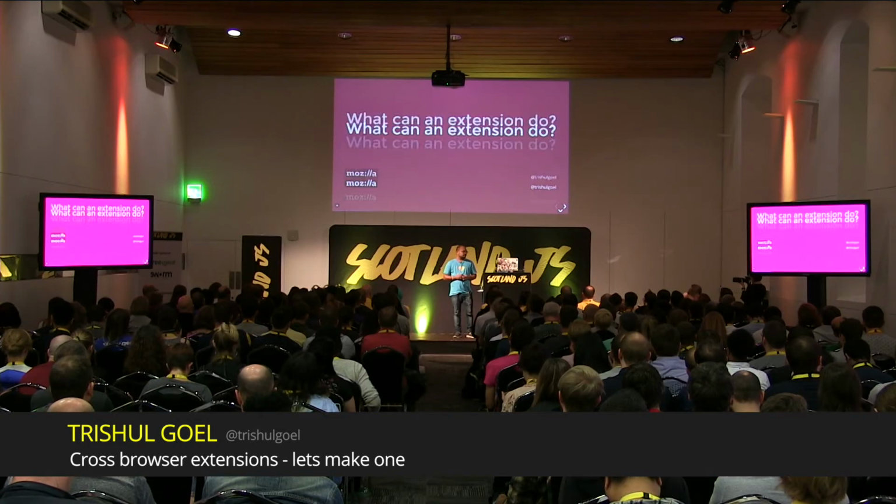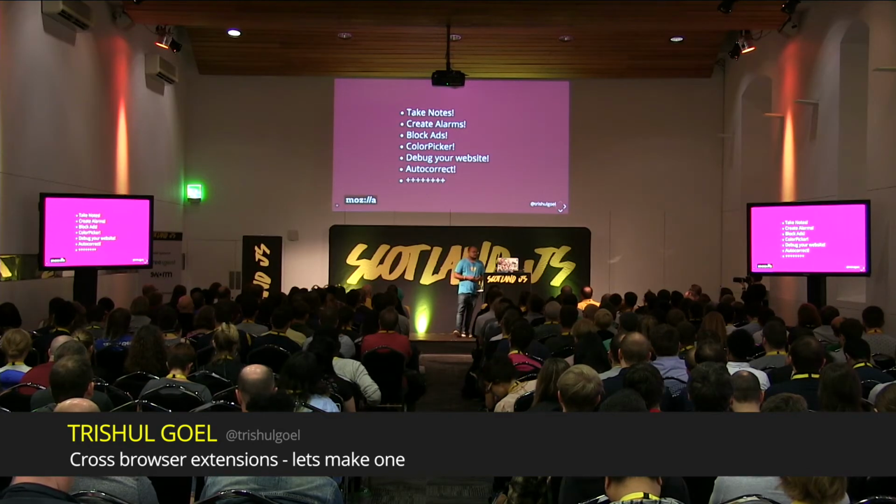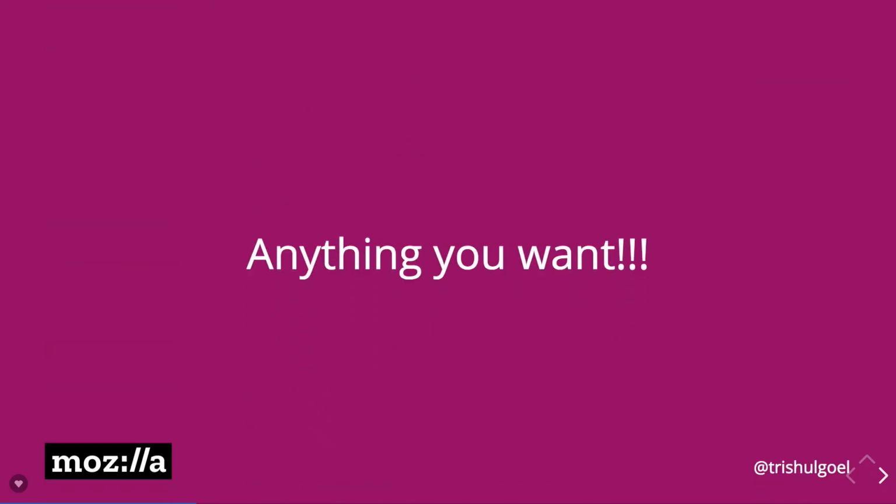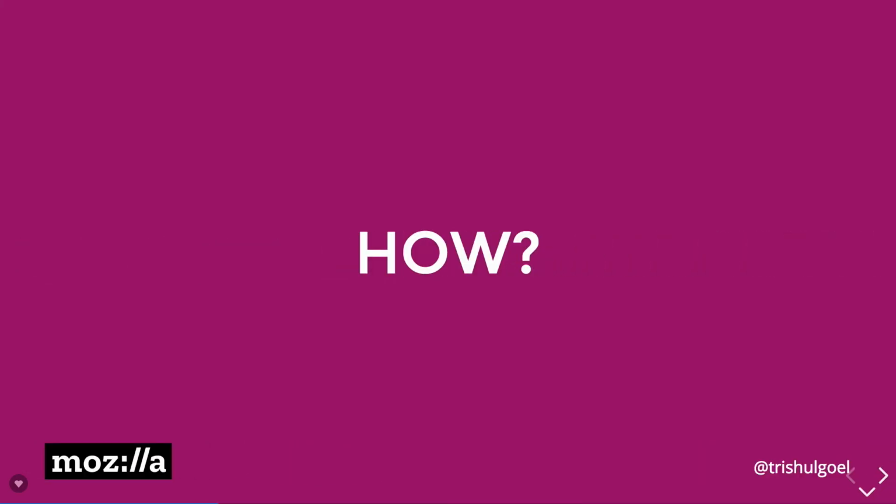So what can an extension do? Take notes, create alarms, block ads, debug your website, color picker. So precisely anything you want. So how to get started with a browser extension?